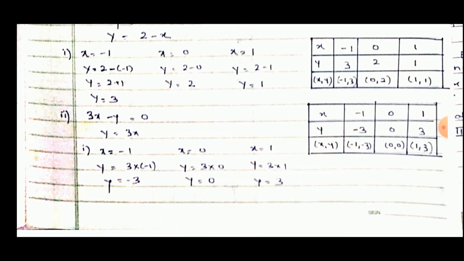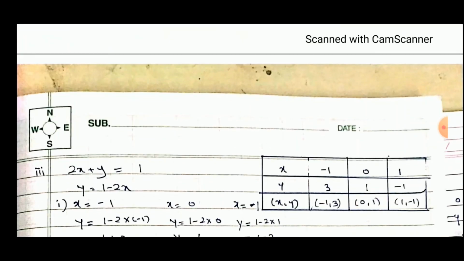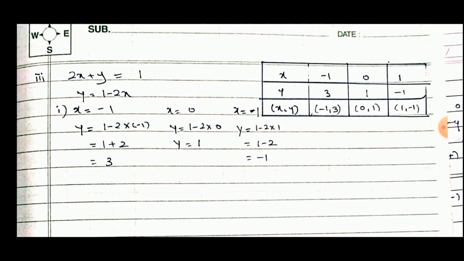Then 3x minus y equal to 0. So y is equal to 3x. So when x is equal to minus 1, y is equal to minus 3. When x is equal to 0, y is also equal to 0. When x is equal to 1, y is equal to 3. Now plot these points and then draw the lines.